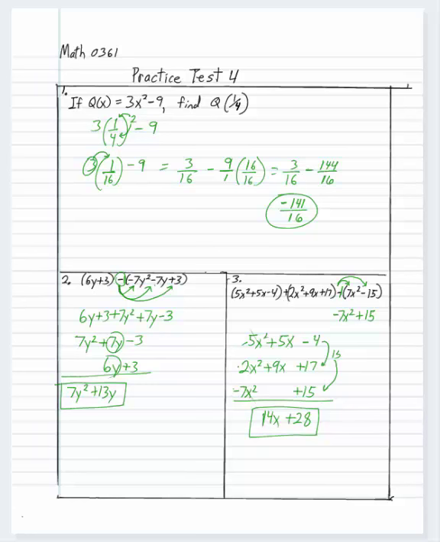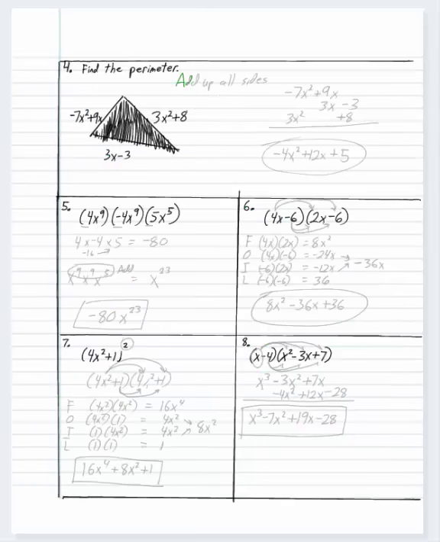Number 4 says find the perimeter. Perimeter just means add up all sides. So we have negative 7x squared plus 9x. We have 3x minus 3. And we also have 3x squared plus 8. Well, negative 7 plus 3 is going to be negative 4x squared. 9 plus 3, that's going to be 12x. And negative 3 plus 8 is positive 5. That's our answer.